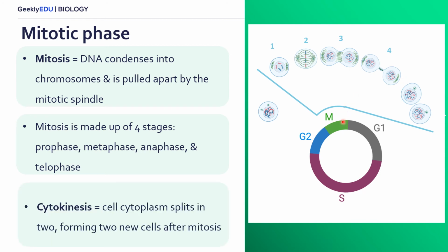And then also within the mitotic phase we have cytokinesis. So this is where the cell actually splits into two daughter cells. So in our interphase we have the duplicate DNA, and then we have the four stages of mitosis, and then at the end we have the two daughter cells.